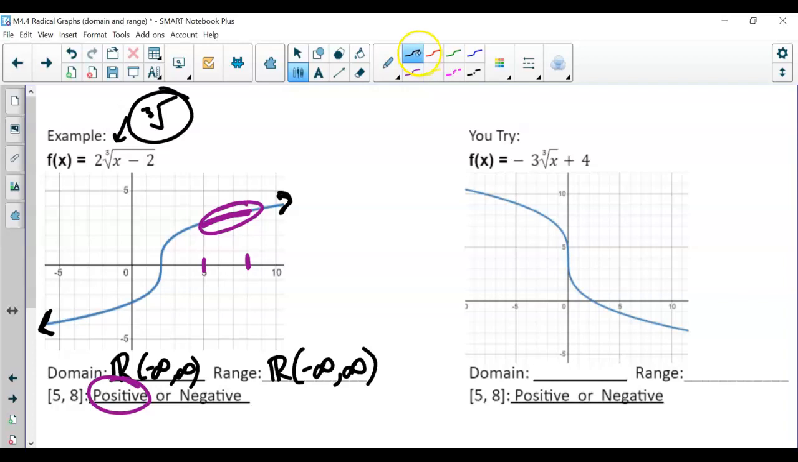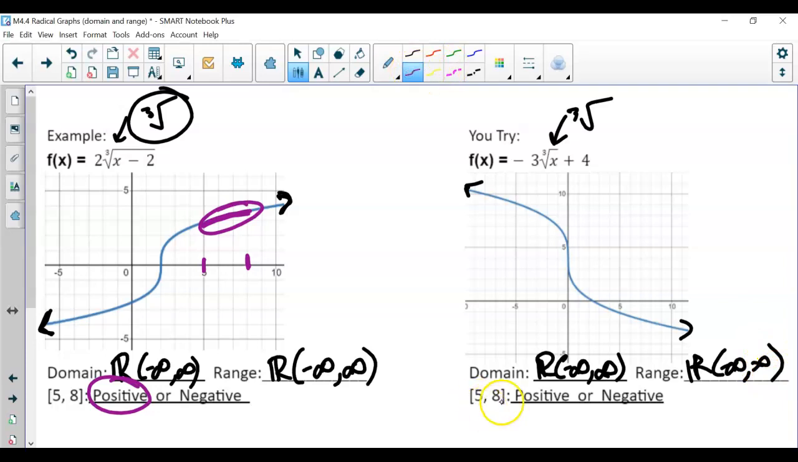And here we go. So again, a Q-drew function, right? So again, what does that automatically mean about the domain and range? All real numbers. So again, -infinity to infinity. Then looking at your interval here from 5 to 8. So x values 5 to 8. We're looking at this section of the graph. Now notice this section is below in the negative. So those y values of the function are negative.